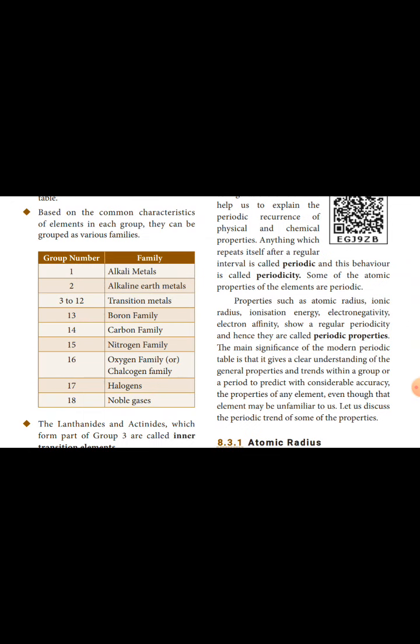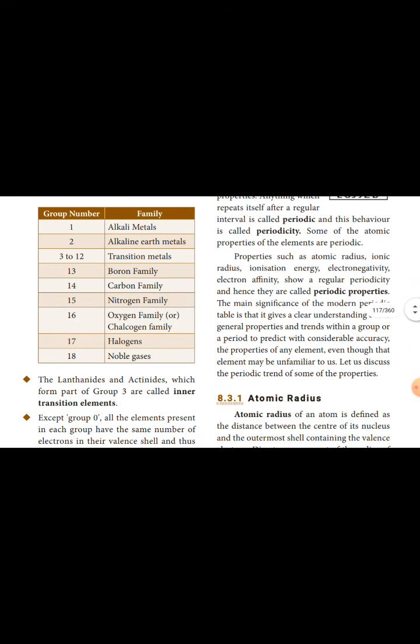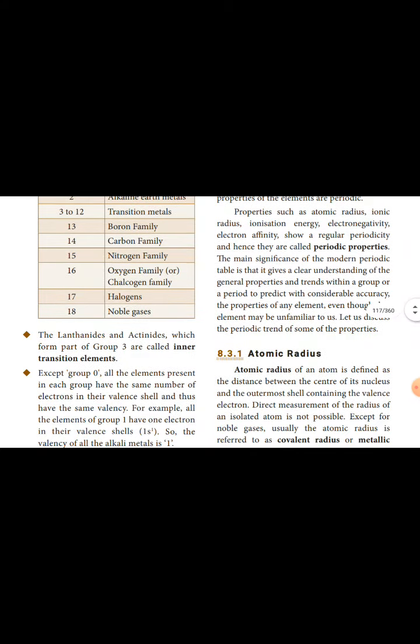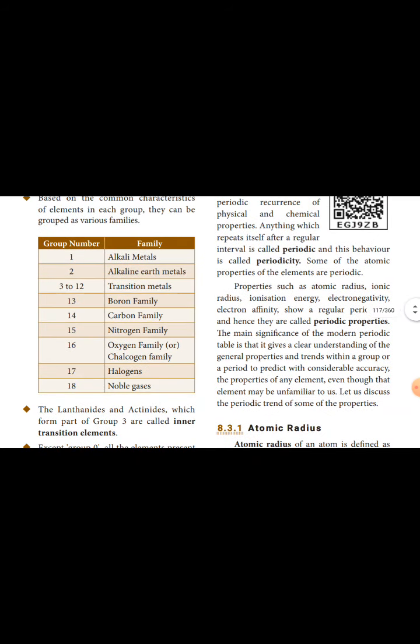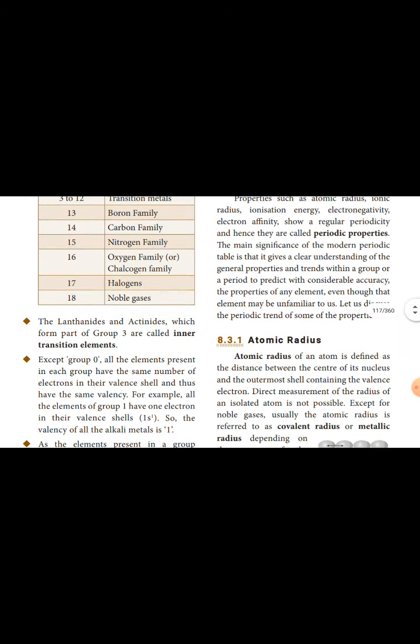grouped into various families like alkali metal, alkaline earth metal, transition metal, boron family, carbon family, nitrogen family, oxygen family, halogen family and noble gases. The lanthanides and actinides, which form part of group 3, are called inner transition elements. In group 3 it is given as transition elements, and inside it only the lanthanides and actinides are included. So they are called inner transition elements.